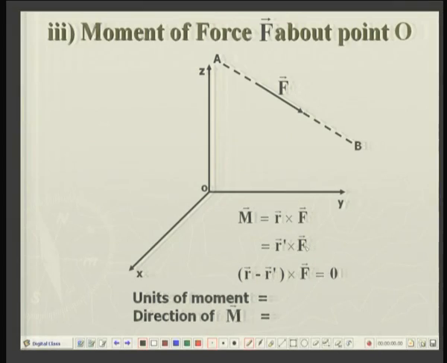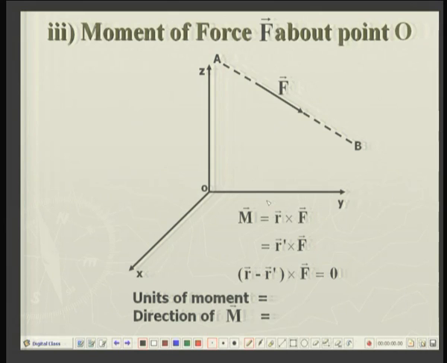Let us now define a very important quantity associated with the force, because this represents the turning action of the force. Force has two actions, one is push and pull and the other is the turning action. Now, suppose there is a force vector F. The line of action of this force is the line AB, and the moment of this force about the given point O is defined like this. Moment M is equal to the cross product of r and F.